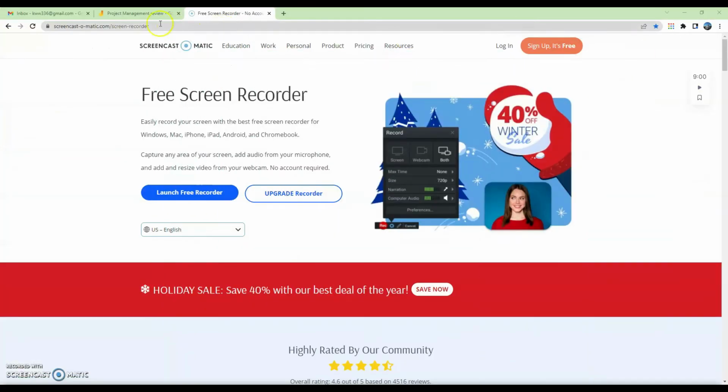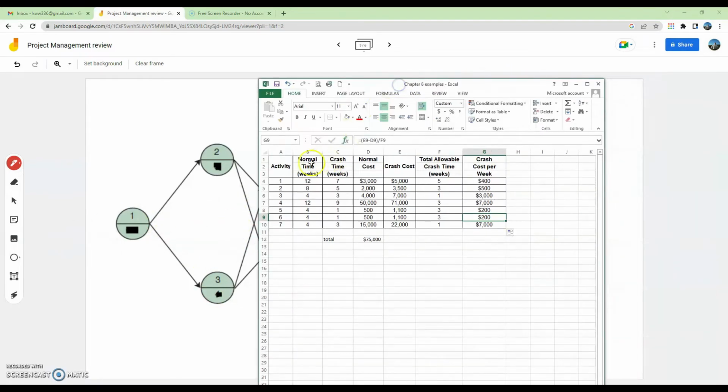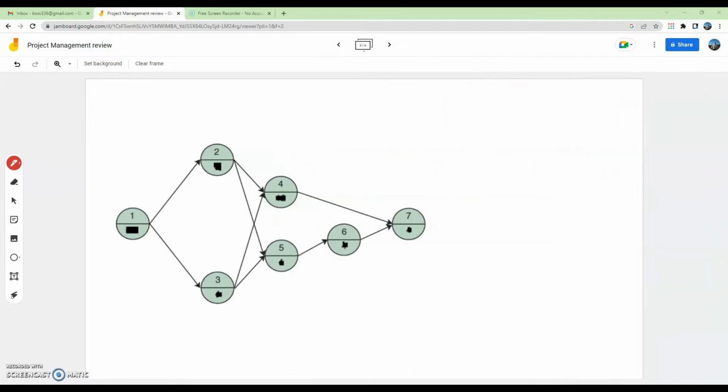So go back into our Jamboard here. We have our activities. We have the project diagram here with the predecessors. The predecessors weren't listed on the spreadsheet that we were just reviewing, but we're going to use this one here. So the times that we will use is this normal time right in here. So activity 1 is going to take 12 weeks, activity 2, 8 weeks, and so forth.